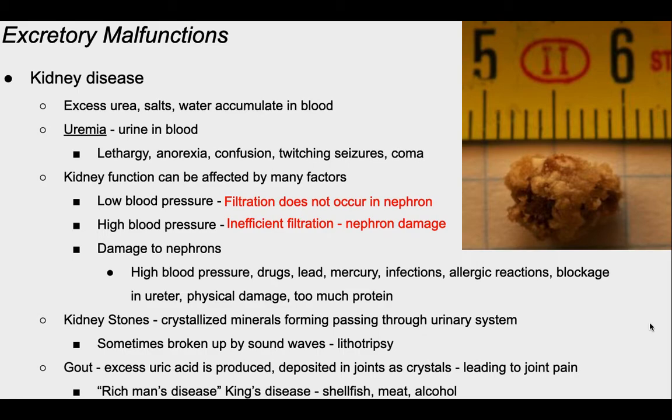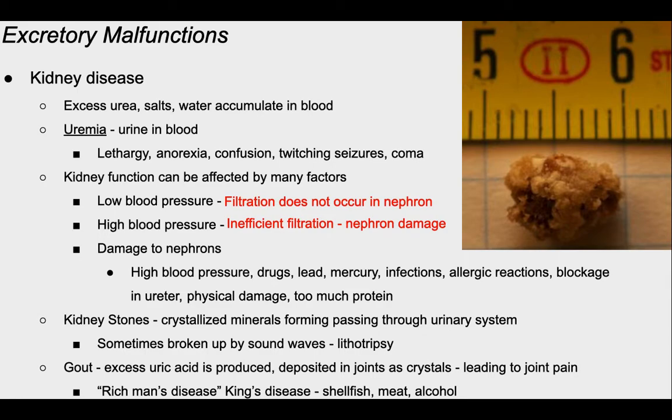High blood pressure can lead to damaging those structures of the nephron. Drugs, mercury, lead, infections, all sorts of things can interfere with the nephron's functioning. Physical damage can also be a concern.